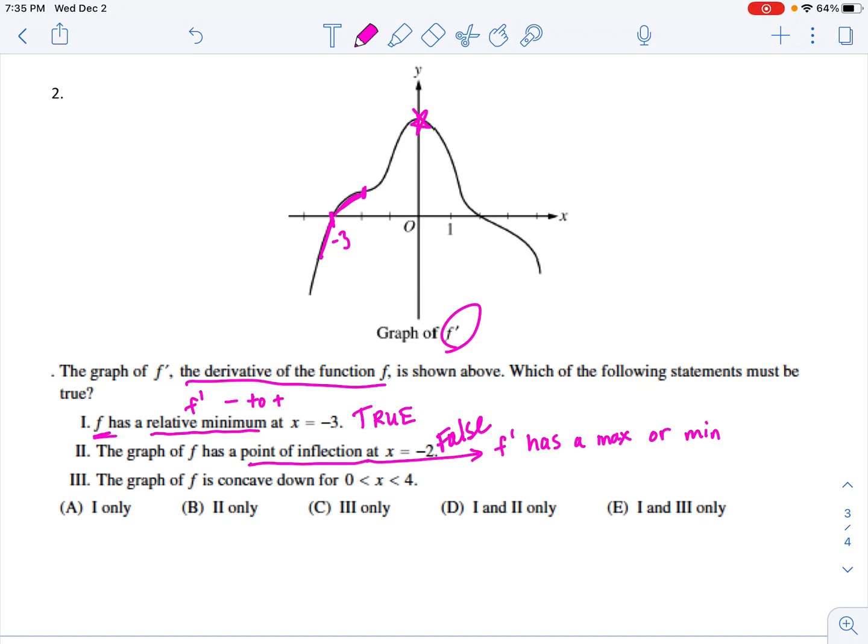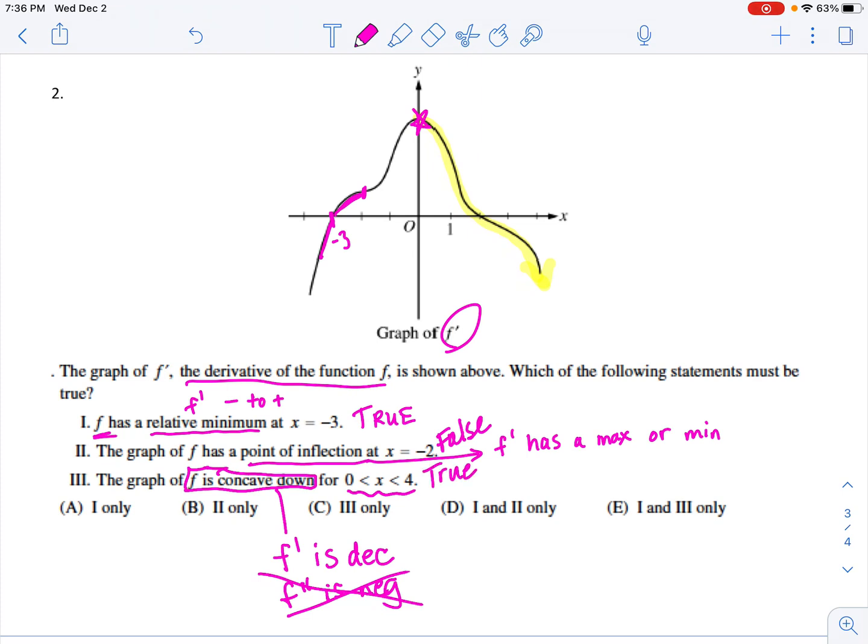Number 3. The graph of f is concave down. So again, f concave down, we learned just moments ago that that means that f prime has to be decreasing. It simultaneously means f double prime is negative, but I'm not looking at a graph of f double prime here, am I? I'm looking at f prime. So I'm looking for portions of this graph that are decreasing, and it's specifically asking us from 0 to 4. So I'm going to trace this graph from 0 to 4. It does decrease that entire time. f prime does decrease, right? It's getting lower and lower and lower as you move down the curve. So I'm going to say that 3 is also true.